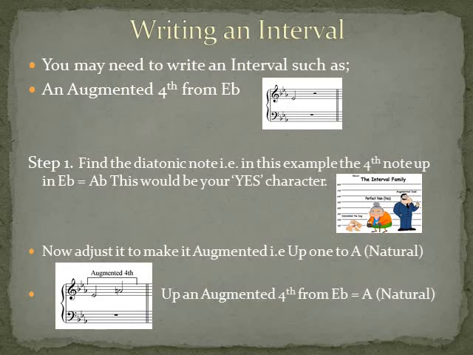And then you just adjust it to make it either augmented or diminished. So if it's augmented, you would put a natural sign in, creating an A natural. Well, if you wanted it diminished, you'd have to either put a double flat sign in, or you'd have to raise the E flat.